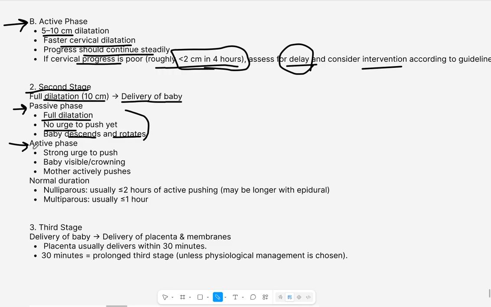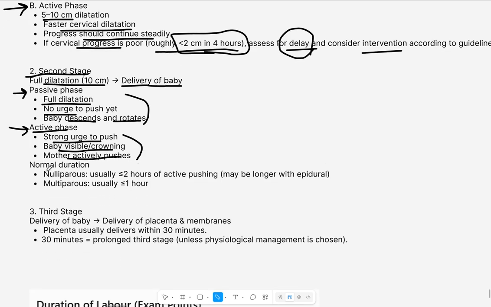In the active phase of labor, basically, there's a strong urge to push the baby. The baby is visible, crowning is seen. The mother reactively pushes, right? So in this active phase, there's a strong urge to push, the baby is visible, crowning can be seen, and the mother is actively pushing. A normal duration.